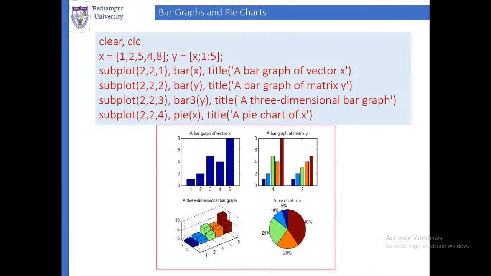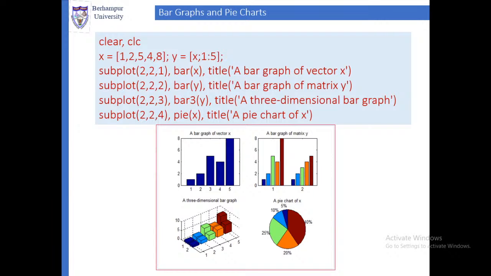Same thing we can see here. This one also shows the same using subplots. Same thing, bar graphs and pie charts using subplots. So clc, clear screen, everything has been cleared. X is defined here, Y is defined here, and then we are defining subplot(2,2,1). 2,2 means it is a 2 cross 2 plot, so there will be 4 plots. In subplot(2,2,1), 1 is the first element.